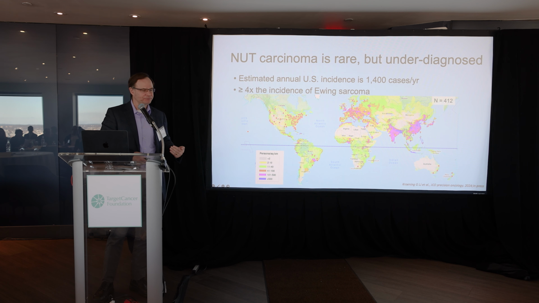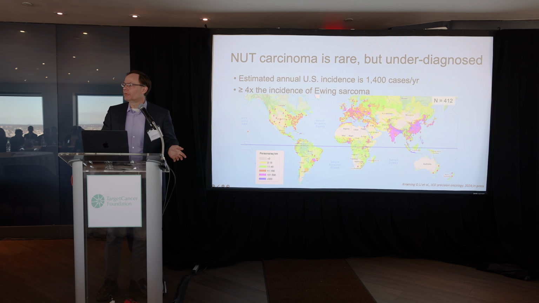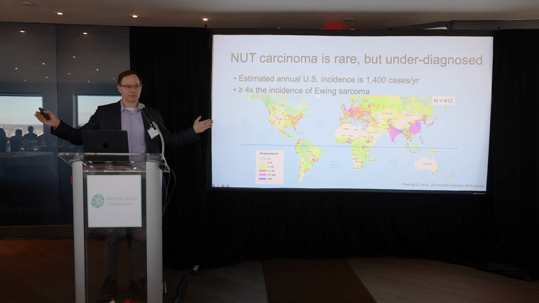We estimate about 1,000 to 1,400 cases per year, which by comparison with another rare tumor, Ewing, is about four times more prevalent than Ewing sarcoma, probably because the age distribution is broader.